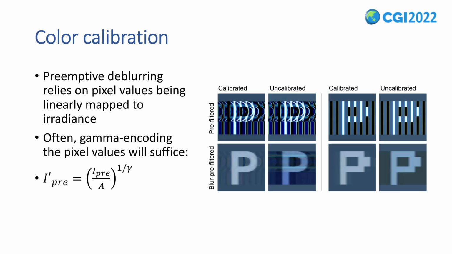One last step before we show the pre-filtered image on the screen is to ensure that the pixel values are linearly mapped to irradiance emitted off the screen. Usually, it is sufficient to gamma encode the pixel values using the gamma value of the display.